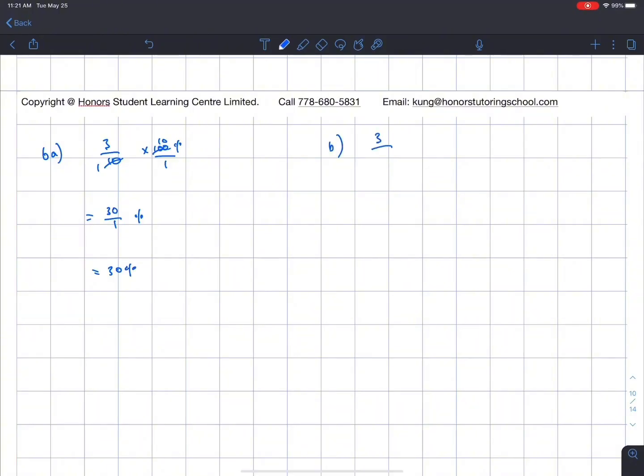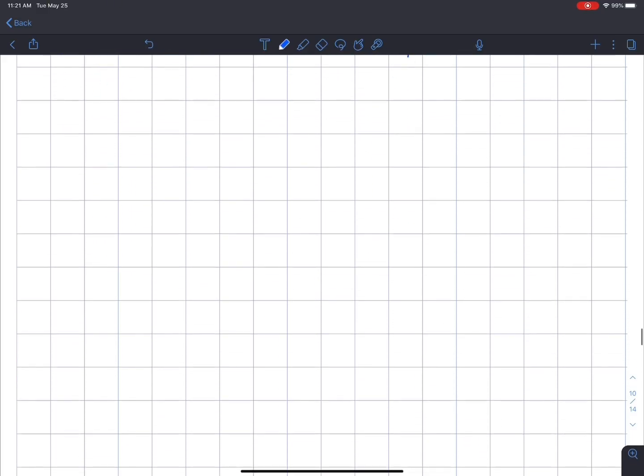B, 3 over 100 times 100 over 1%. The 100s get crossed out nicely. We can divide both of them by 100, one numerator with one denominator. We get 3 over 1%, which is 3%. C, 3 over 1,000 times 100 over 1%. I can just cross out an equal amount of 0s, and we get 3 over 10%.